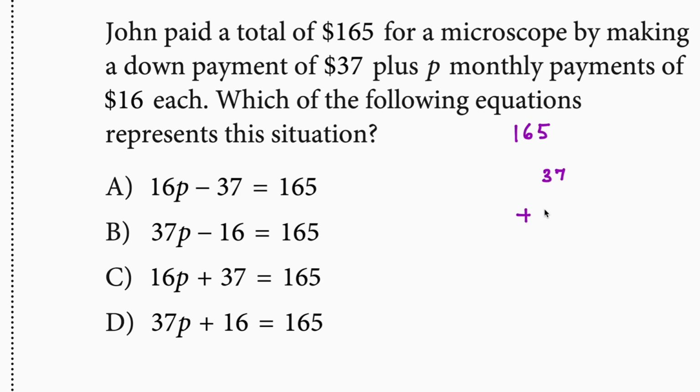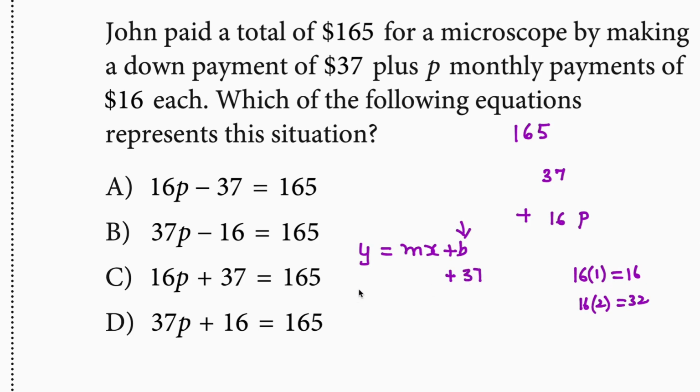Plus, he will do the rest of the payments in P months, and every month he is going to pay $16. So $16 for 1 month, that will be 16. $16 for 2 months, that will be 32. So here 16 is the rate of change. Every next time $16 will be paid for P month. So if we use the equation y is equal to mx plus b, here b is the initial value. That means the down payment. That means initially whatever has been done.